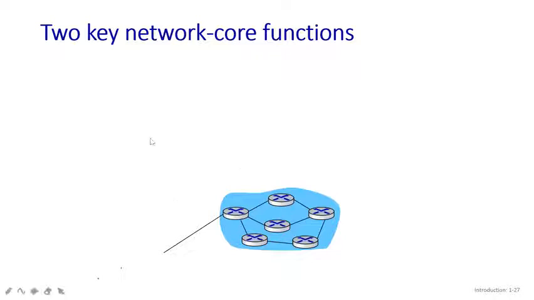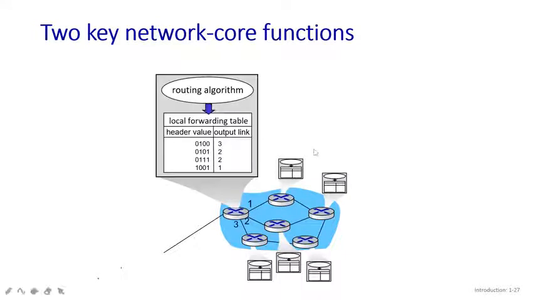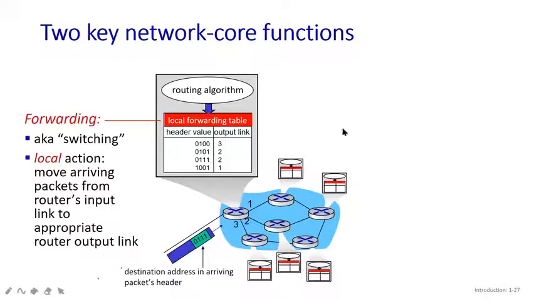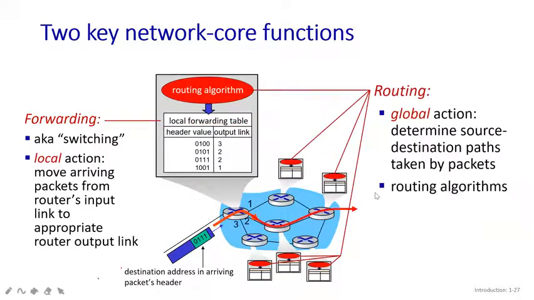Going to the next one, two key functions are available. What are those two key network core functions? Here you can see there are many algorithms present. We have heard about sending a message from one place to another place. Now we are going to forward the message. How are we going to utilize this switching? How are we going to use this?